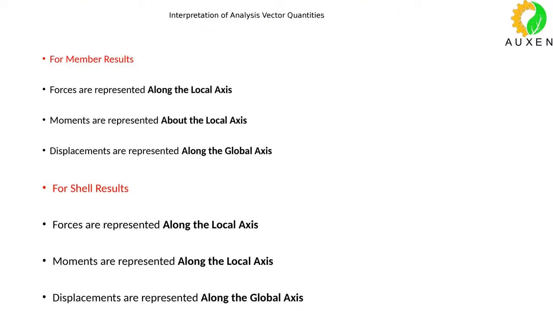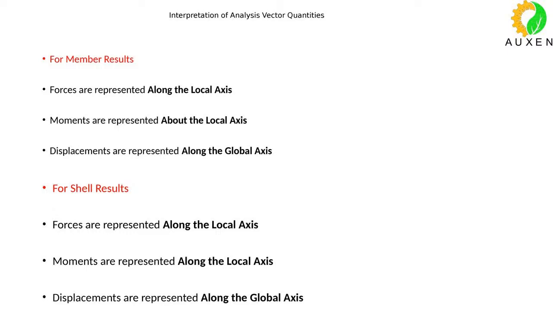Now, wherever you want to see any member result, the forces are always represented along the local axis. Very important for us to remember this thing, that the forces will always be represented along the local axis. Moments are represented using the about the axis configuration or orientation. So that would mean that to understand the direction of moment, you need to use the right hand thumb rule. And displacements are represented along the global axis. So this is for your element results. Sorry, for member. When I write member, that means beam, column, line elements.